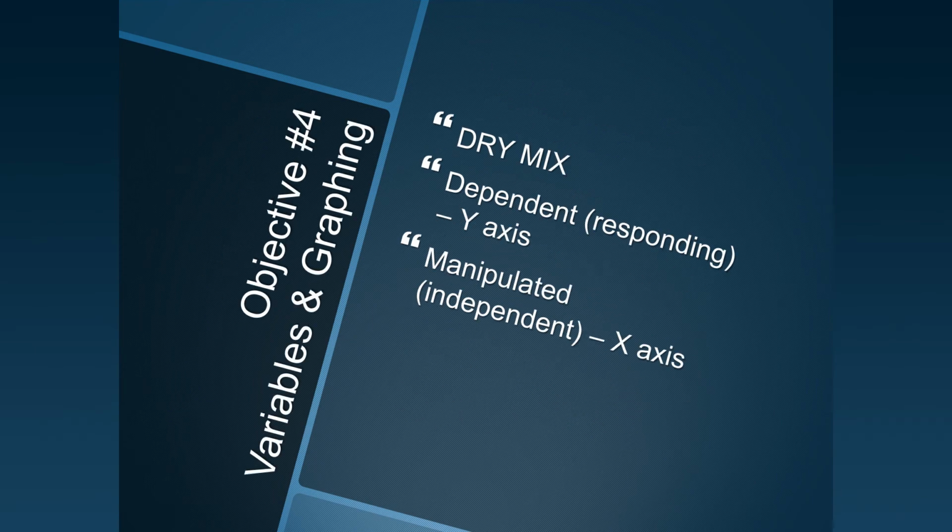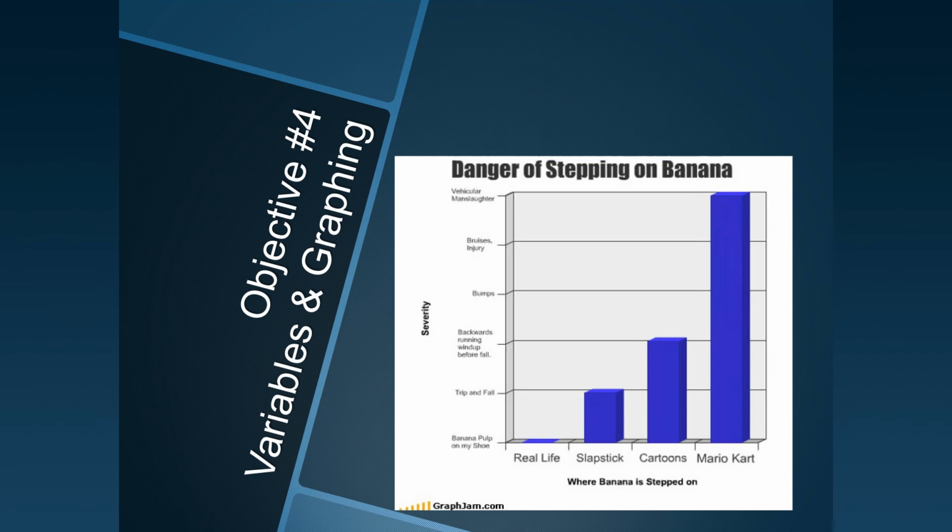When graphing, we learned an acronym to help us remember which variable goes on the x-axis and which variable goes on the y. We learned DryMix. Dry stands for dependent or responding variable on the y-axis, and mix stands for manipulated or independent variable on the x-axis. Let's take a look at a graph and see if you can identify which is the dependent and which is the independent variable.